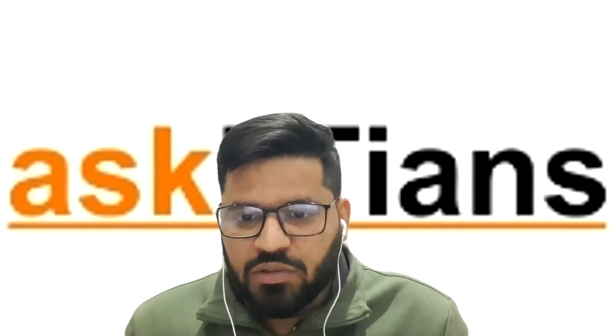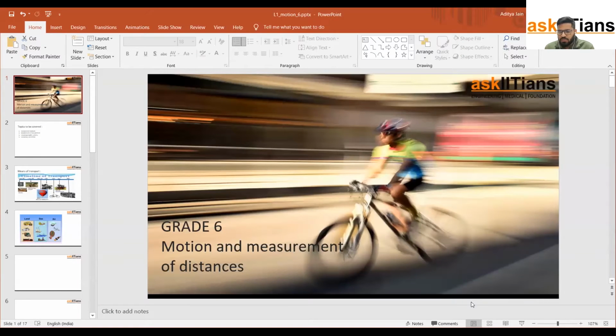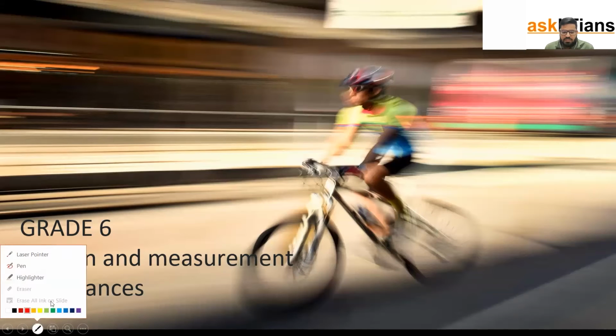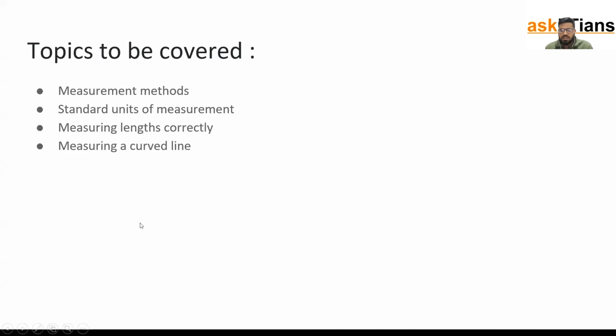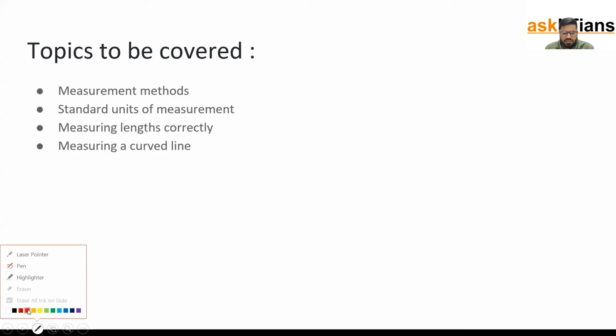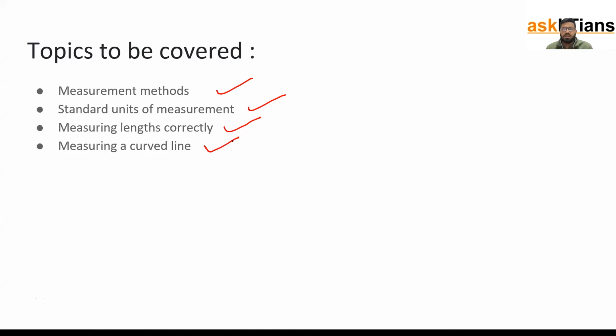So this is the chapter, motion and measurement of distances. First of all, we are concerned with measurement of distances. First of all, we'll cover the topic measurement of distances. In this class we are going to cover measurement methods. Then we'll see standard units of measurement. Then we'll see how to measure lengths correctly, and then how to measure a length along a curved line. So basically, this lecture is all about the measurement portion. Now let's start the lecture.